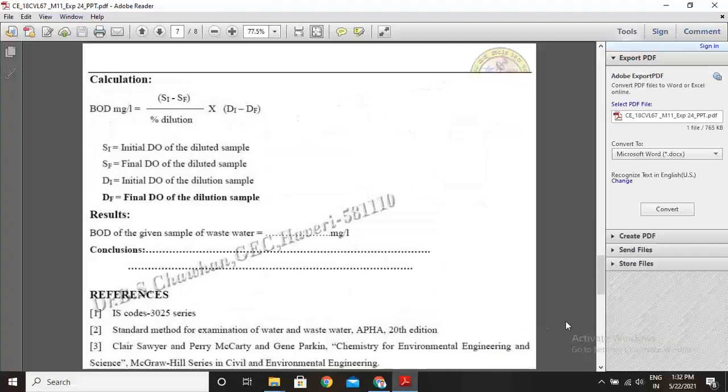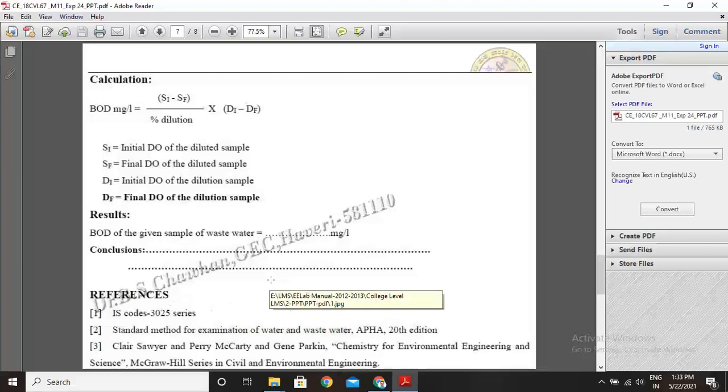Next, the calculation. Now this is the formula. BOD in milligram per liter is given by the formula (S1 minus SF) divided by percentage dilution. Okay, S1, not SI. So S1 minus SF divided by percentage dilution into D1 minus DF. Here S1 is the initial DO of the diluted sample, SF is the final DO of the diluted sample, D1 is the initial DO of the dilution sample, and DF is the final DO of the dilution sample.